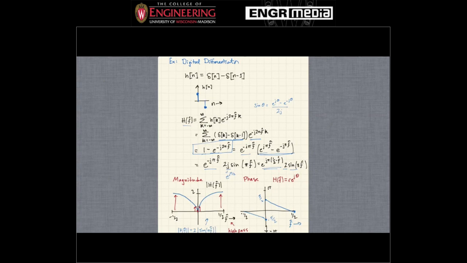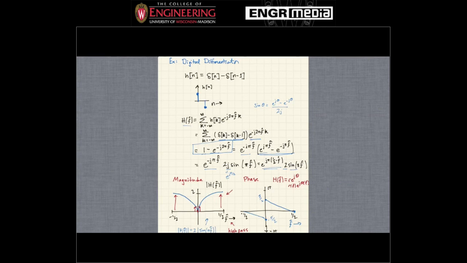So we could write that as r of f hat e to the j theta of f hat, right? And we're looking for r to be some positive number. That's the magnitude of this signal. So r is the magnitude. We already plotted that over here. But theta is the phase.